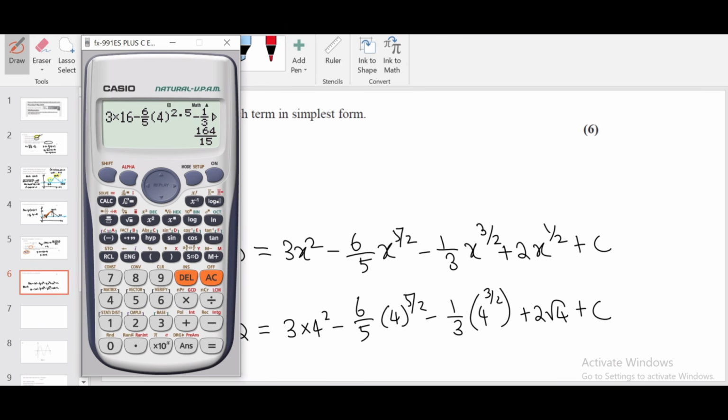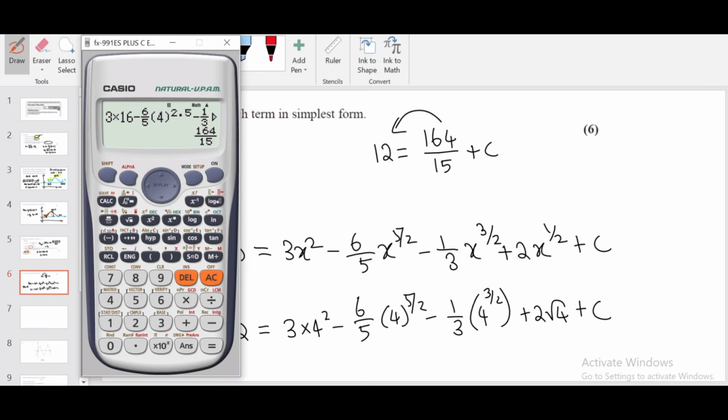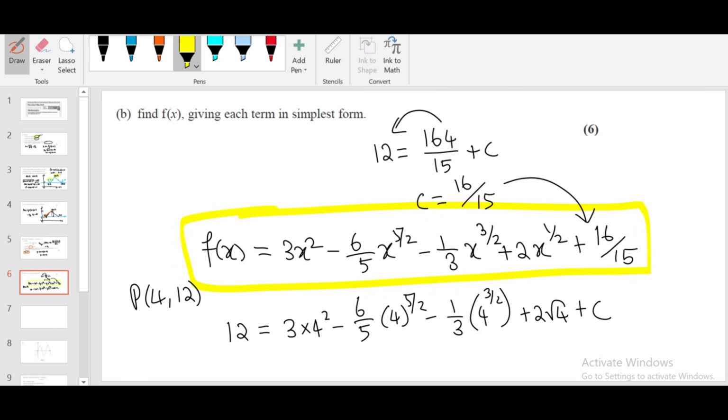You get 164 over 15. So 12 is equal to 164 over 15 plus c. Bring it here. You will get c is equal to 16 over 15. Sub in here. That's the function. So finally you need to write the function with the c value, 16 over 15. That's the function f of x.